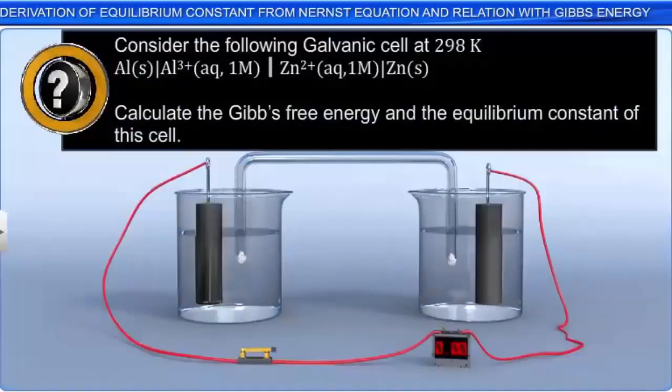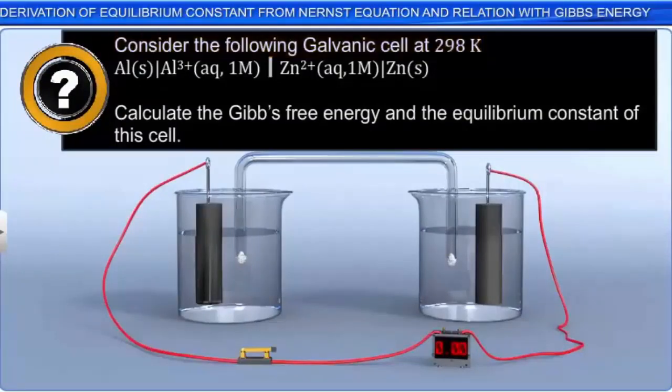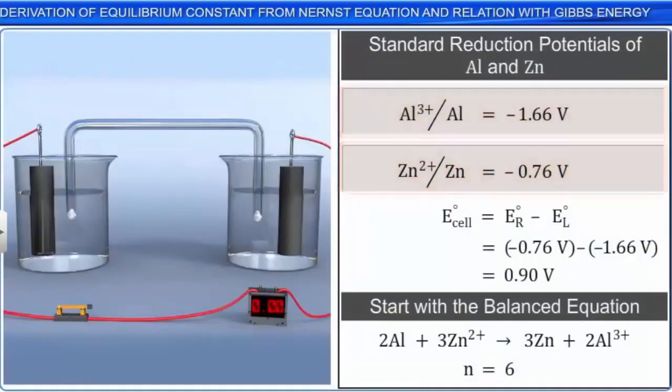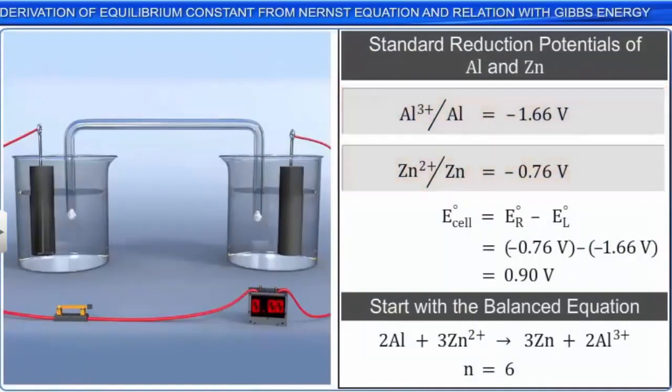Let's consider a galvanic cell at 298 Kelvin. This cell is made from half cells containing aluminium and zinc, where the ion concentrations are 1 molar. From the table of standard reduction potentials, you can easily find that the standard cell potential at these conditions is plus 0.90 volt. We first need to look at the balanced equation.